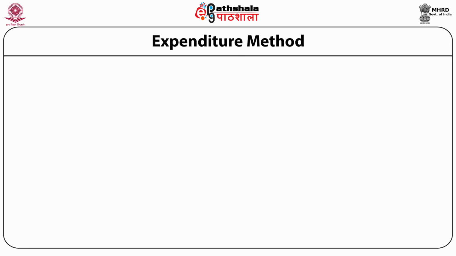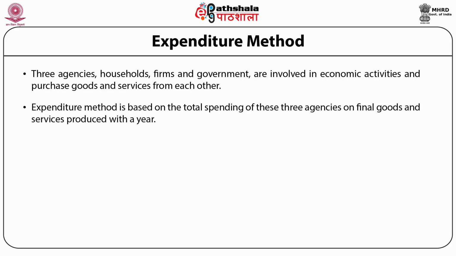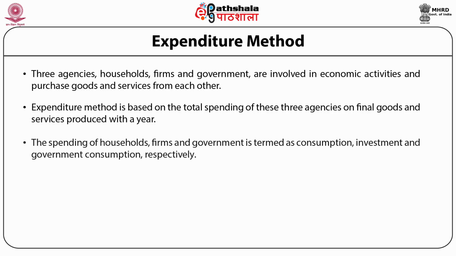Expenditure method. In an economy, three agencies, household, firms, and government are involved in economic activities and purchase goods and services from each other. Expenditure method is based on total spending of these three agencies on final goods and services produced within a year. The spending of households, firms, and government is termed as consumption, investment, and government consumption, respectively.